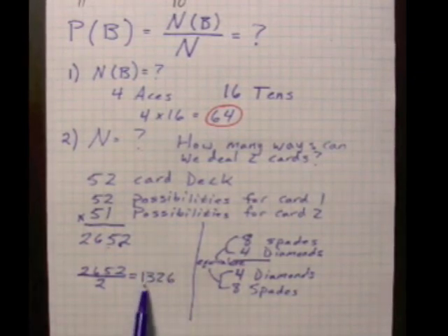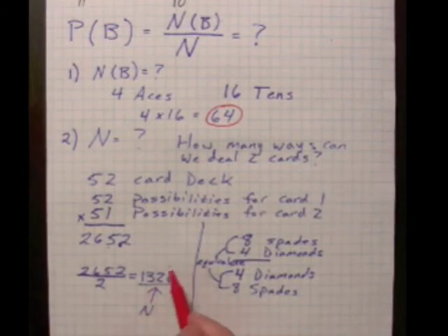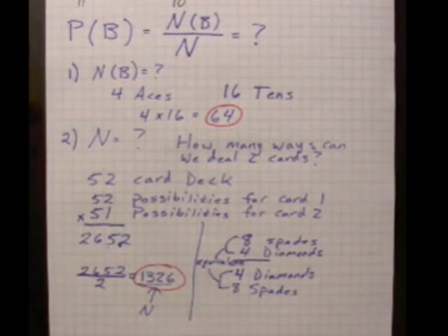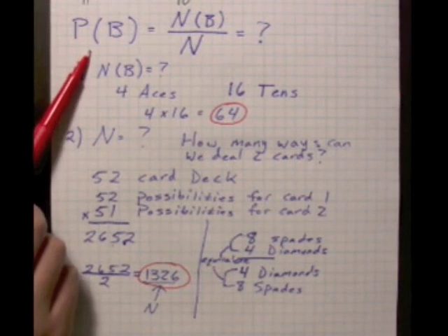Okay, these 1,326 is the number of unique 2 card combinations that we can be dealt. Okay. All right. This ultimately is our n, okay, and it is going to be the second major piece of our classical probability expression.